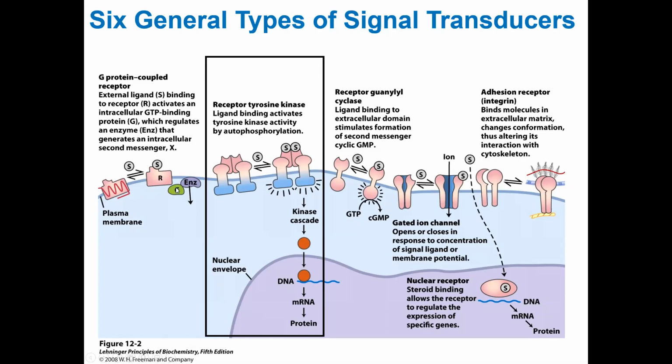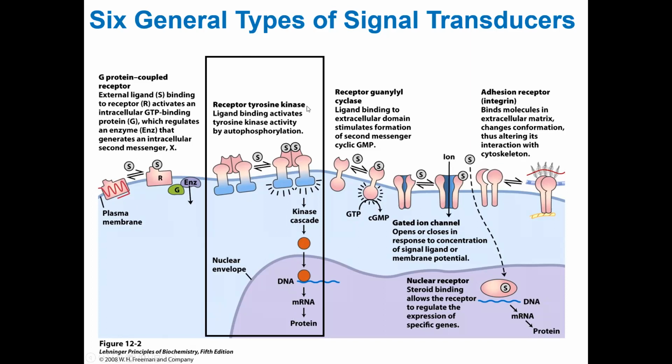And so then once G protein is activated, it can regulate the activity of another enzyme that could actually generate a second messenger like X. Okay, and that's how signal is passed on in this type of system. Then you have receptor tyrosine kinase, and this is the reason why I have boxed this one, because we will talk about insulin receptor signaling in a minute.